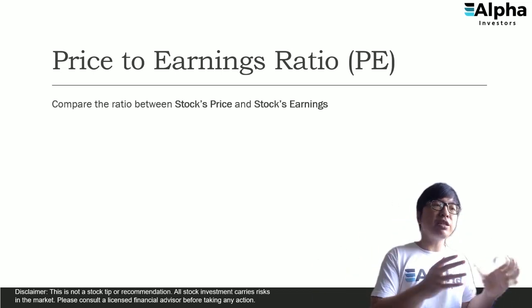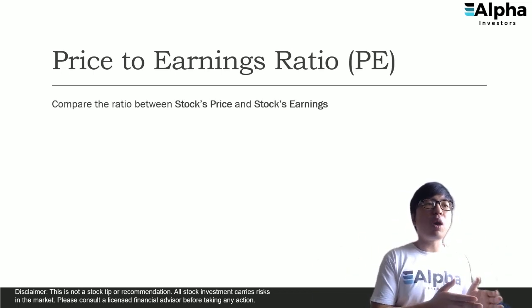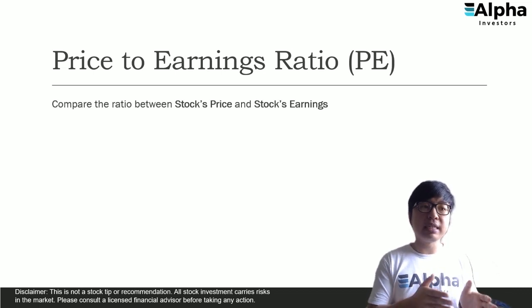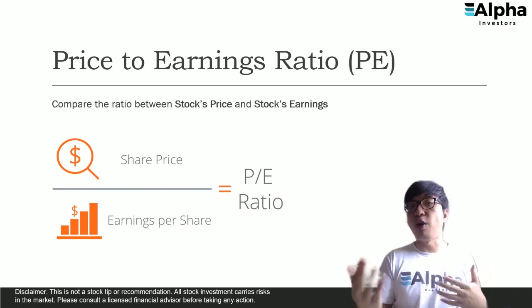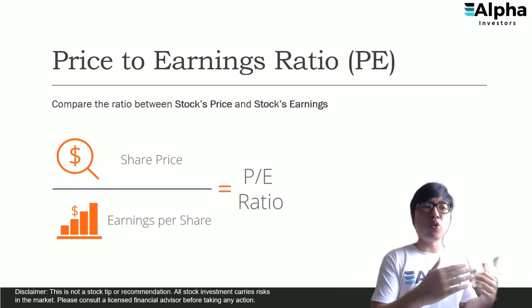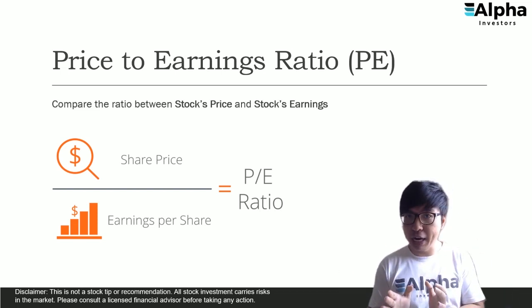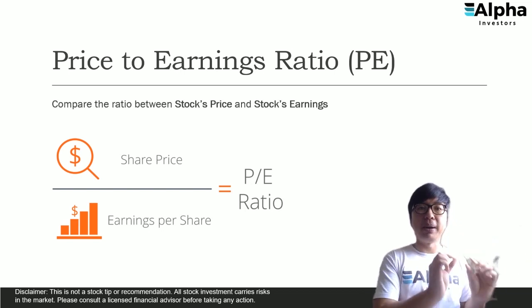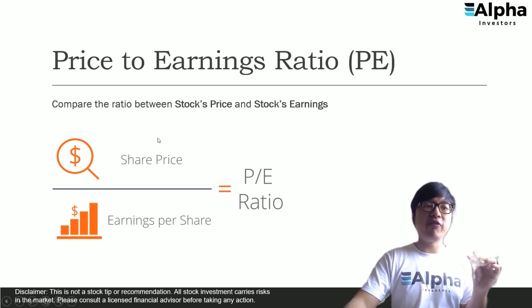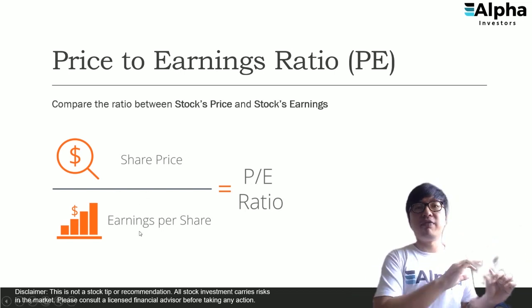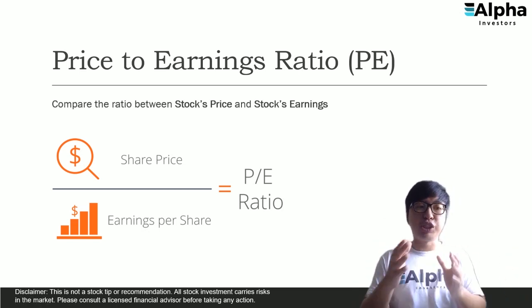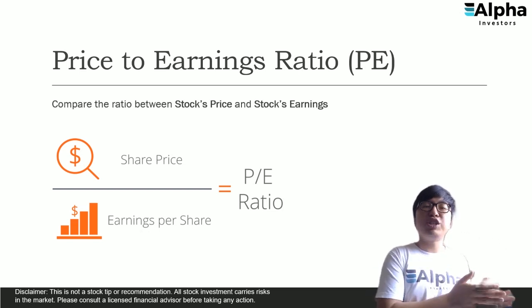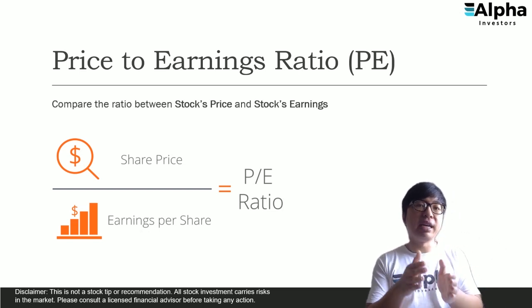So the purpose of the price to earnings ratio is to compare the ratio between the stock price and the stock's earnings. Now this is how the formula looks like: price over the earnings per share. Everything goes by per share because the share price is only for one share. So the earnings, you must divide by the number of shares out there in the market to make it earnings per share. And with that, we get this thing called the price to earnings ratio.